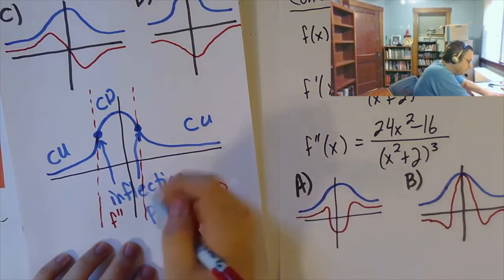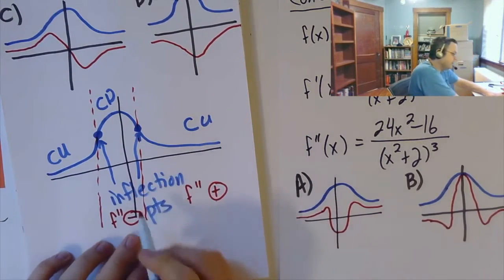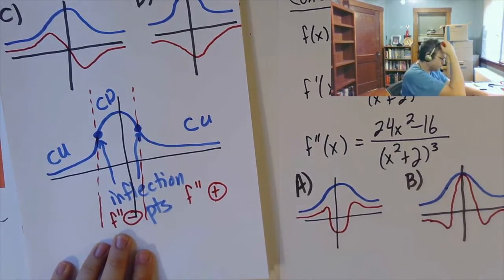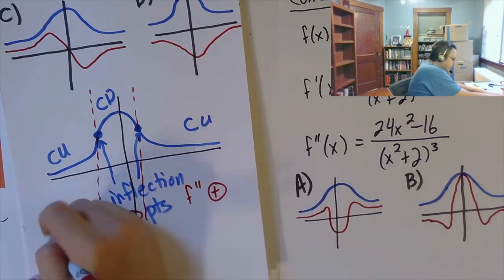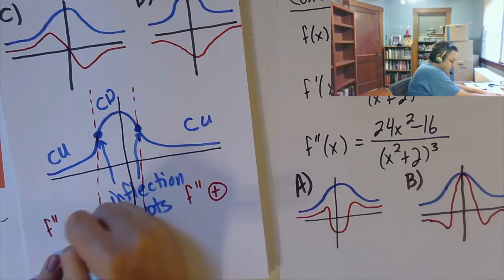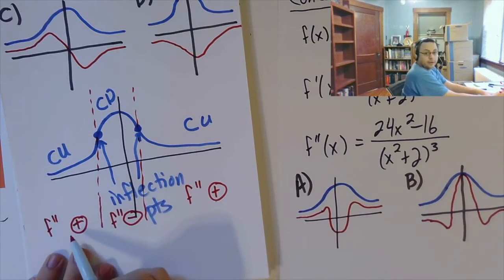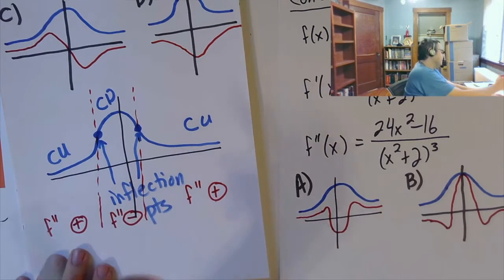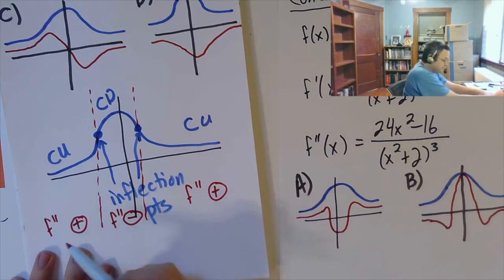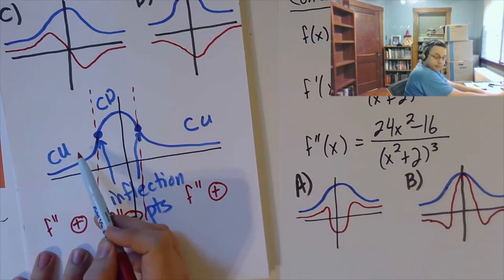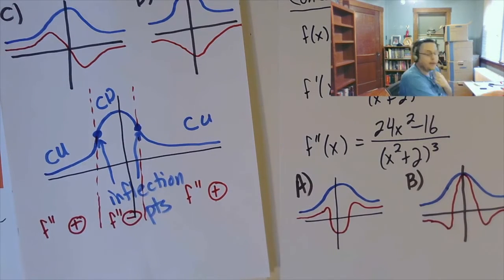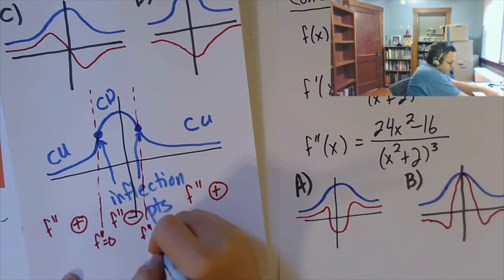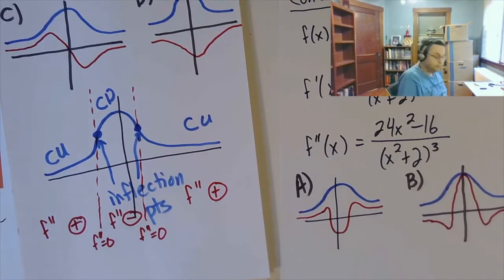The second derivative should be negative here because the function's concave down. And the second derivative should be positive over here because the graph is concave up. And likewise, at exactly these spots, the inflection points, the second derivative should be exactly 0.